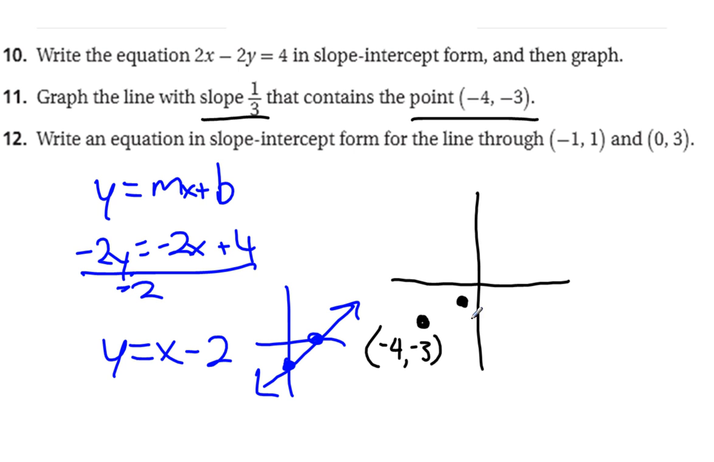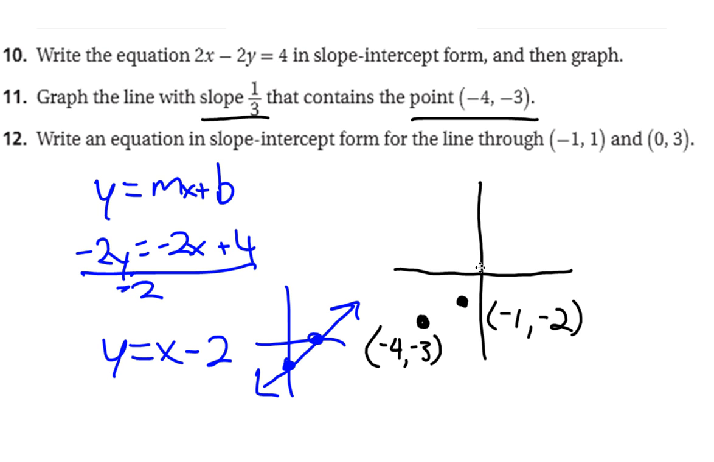So up 1 would be negative 2. Oh man, I'm making so many silly mistakes tonight. Negative 2 is y, not x. 3 to the right will make this negative 1. So negative 1, negative 2, and probably could have plotted that a little better. There, that looks better. Okay, if you have 2 points, you have a line. And that's it.